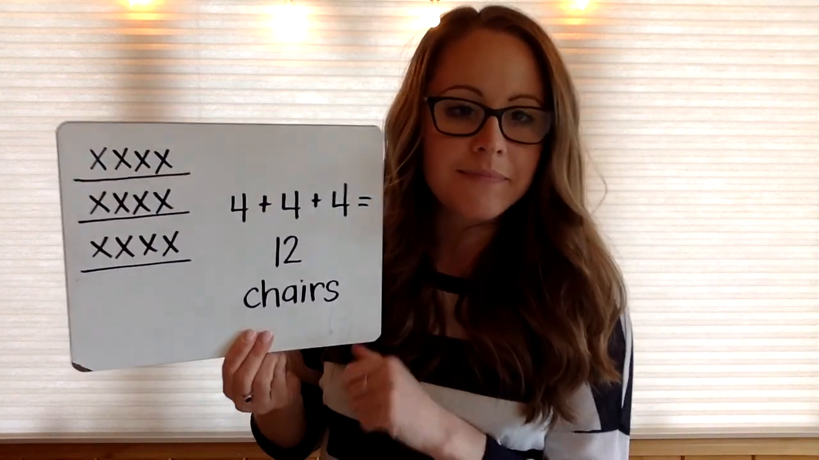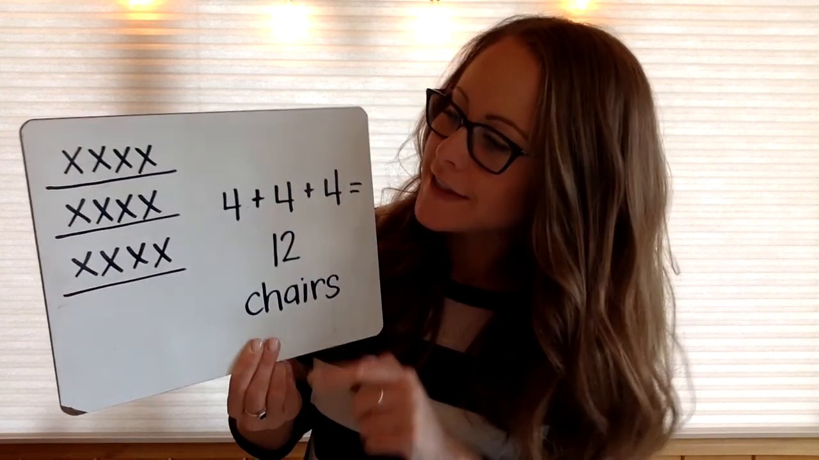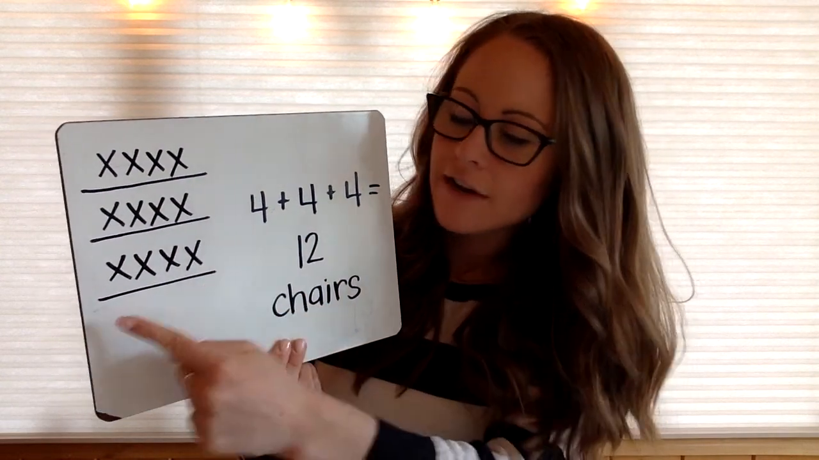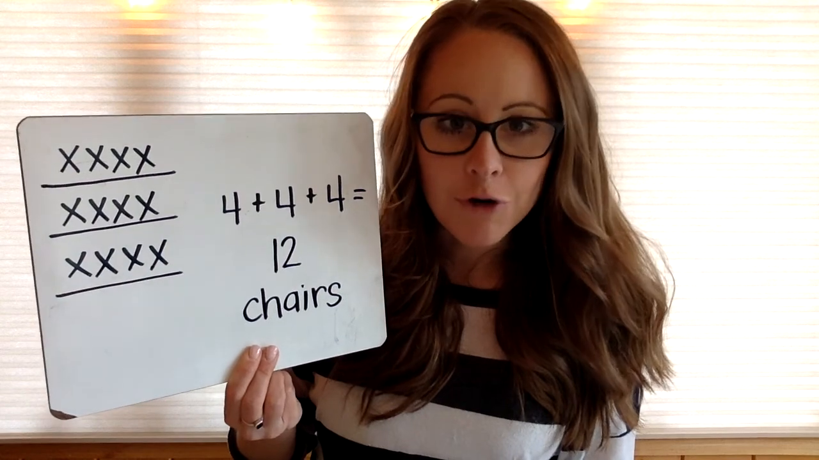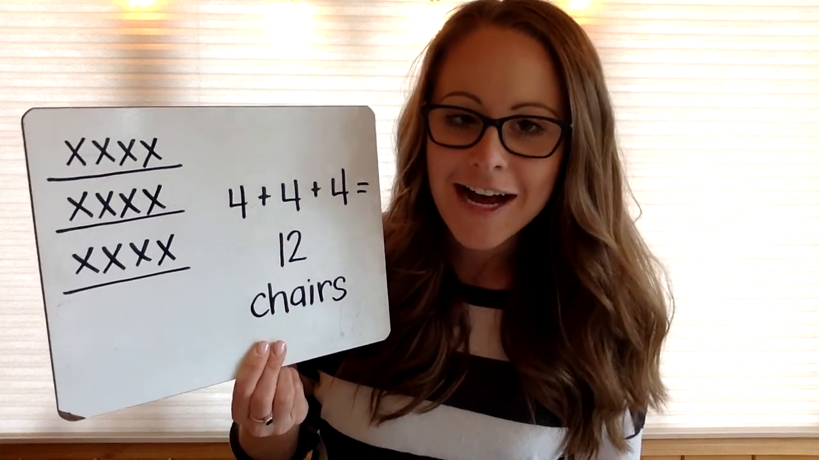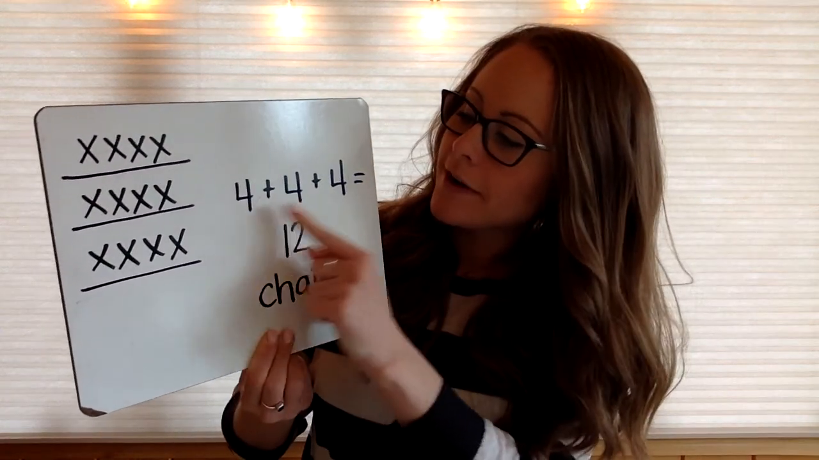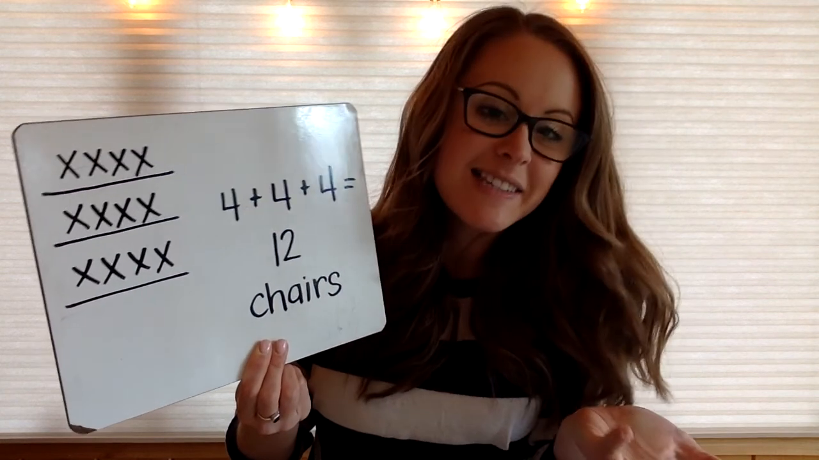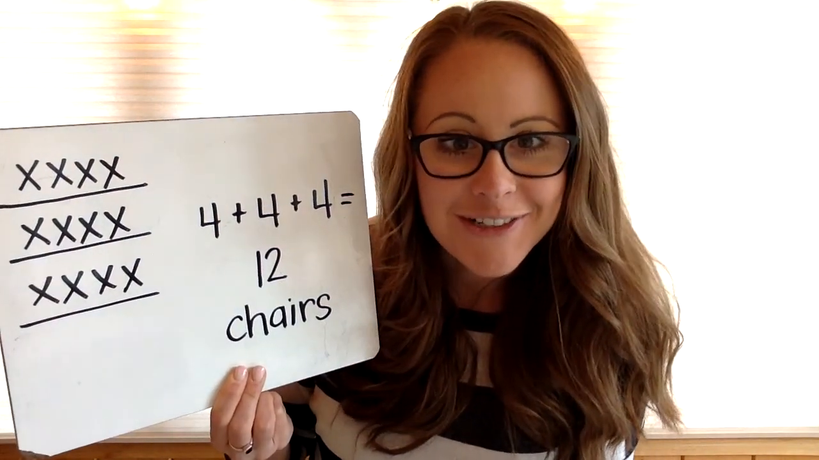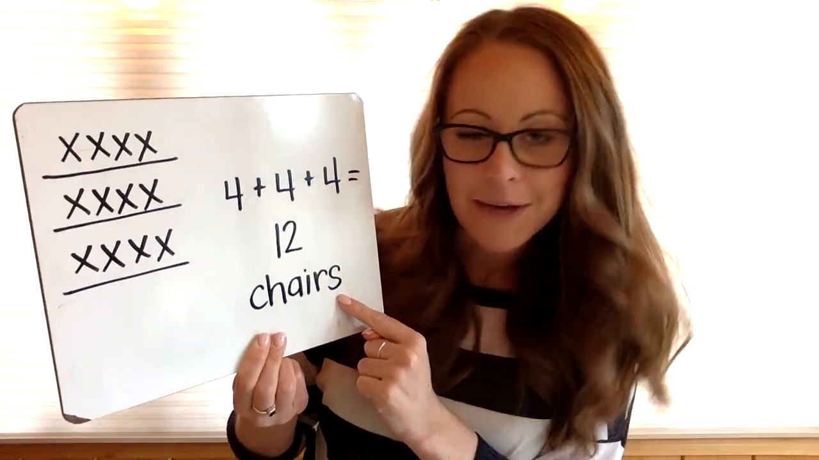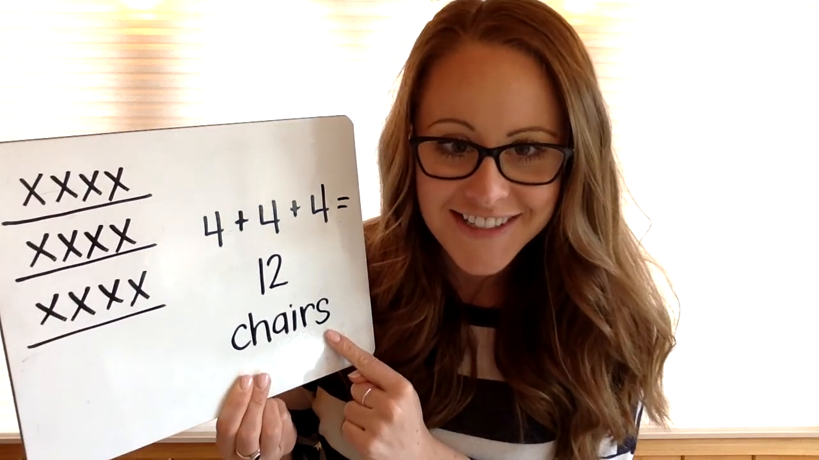Okay, I am done with mine. I'm going to show you what I got. My 3 rows of 4. This is what mine looks like. As you can see, I've got 3 different rows and 4 in each. And then for my repeated addition problem, it says 4 plus 4 plus 4. I can skip count, and I know that that equals 12. And then I do the label down beneath, 12 chairs. Awesome work.